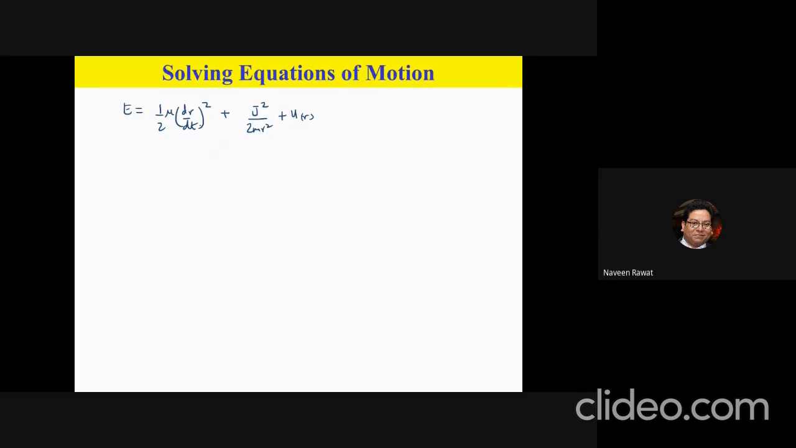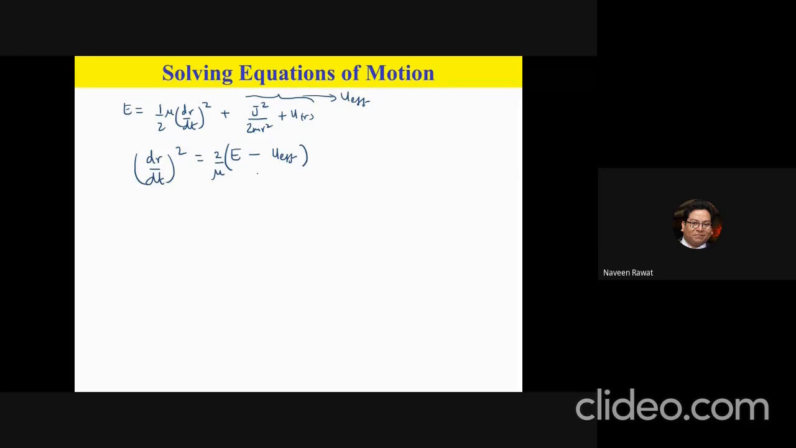now isolate this term, which is dr by dt. Okay, so if I do that and keep it on one side, you can see that I will get this E minus this U effective term. Okay, and this entire term is U effective, right? So let me just point that out. This is U effective, and what I can do is I have a 1 half mu, right? So there will be a factor of 2 by mu here.